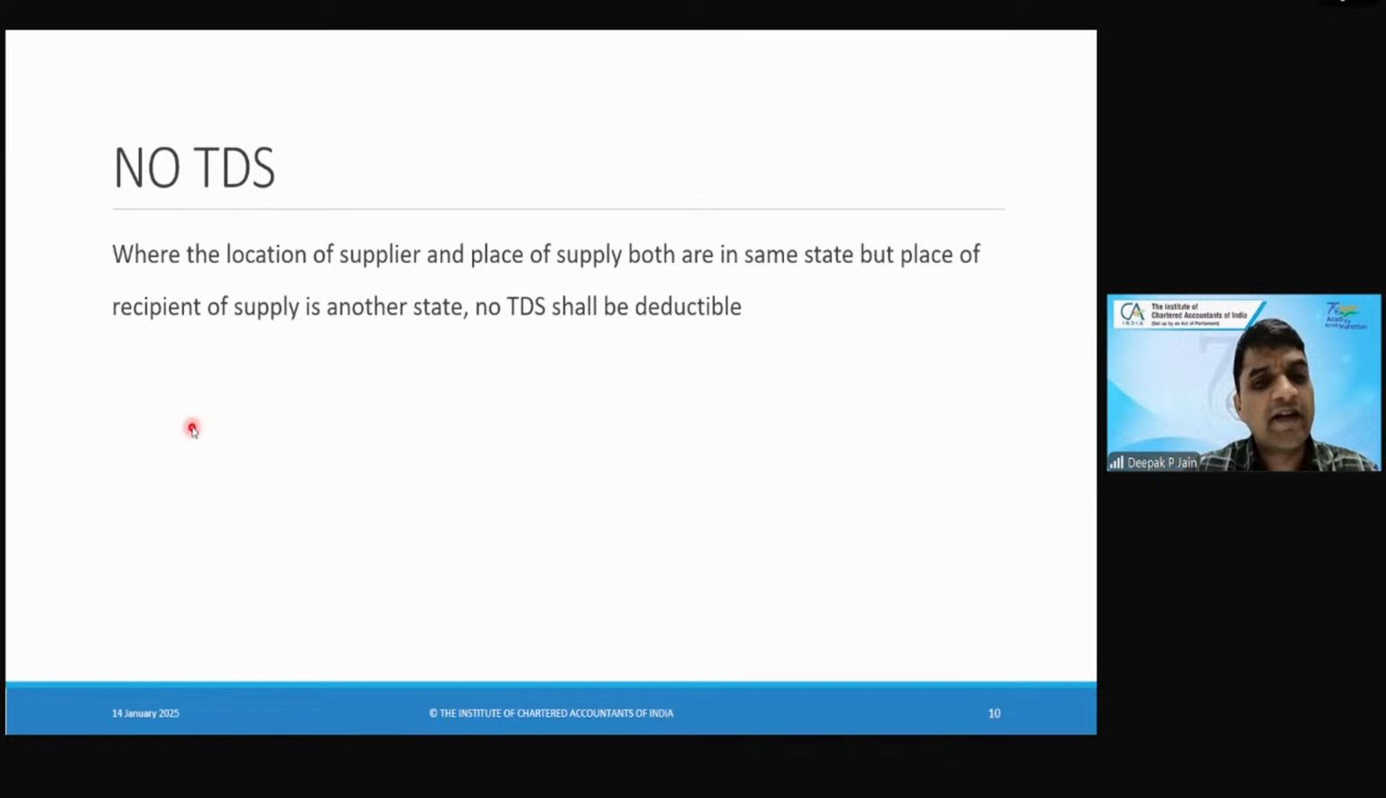Now, can there be instances where the location of supplier and place of supply are in the same state, but the location of recipient is in another state? Can there be any such cases? Sir, the bill to ship to model.